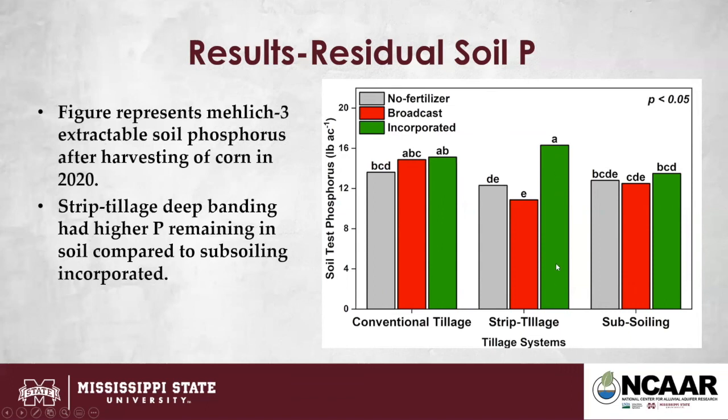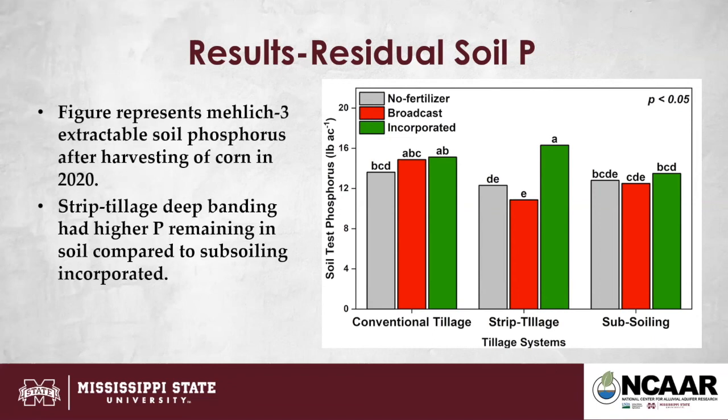So over here, green color in strip tillage, with the letter A, is showing significantly higher residual P in soil with strip tillage incorporated compared to subsoiling. So this means that strip till with deep banding conserves the P in the soil, and it has higher residual P left.